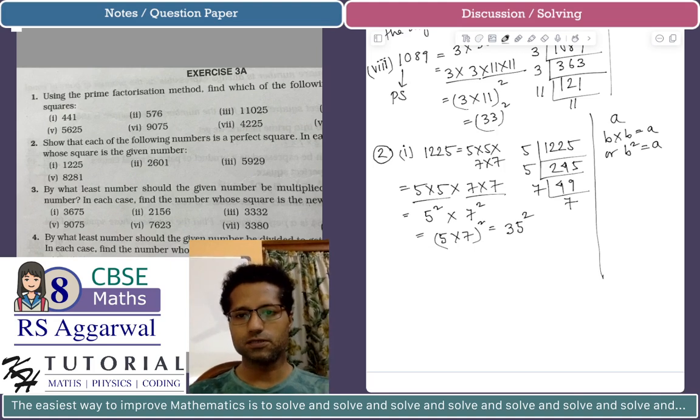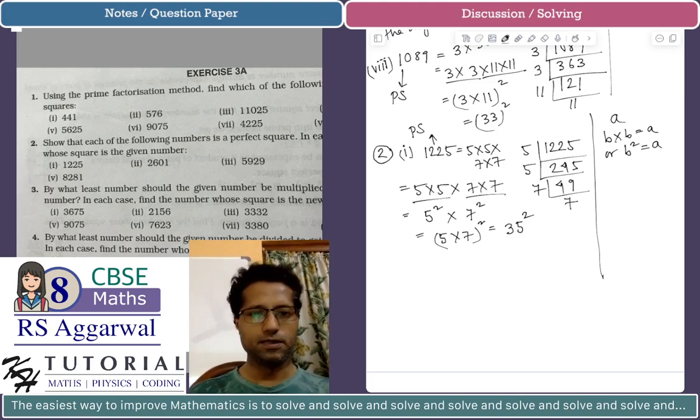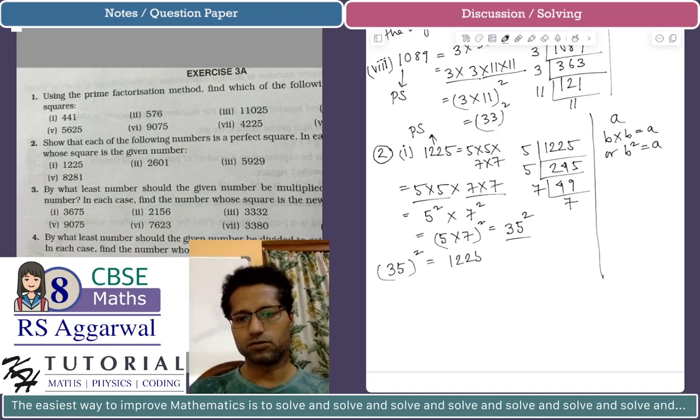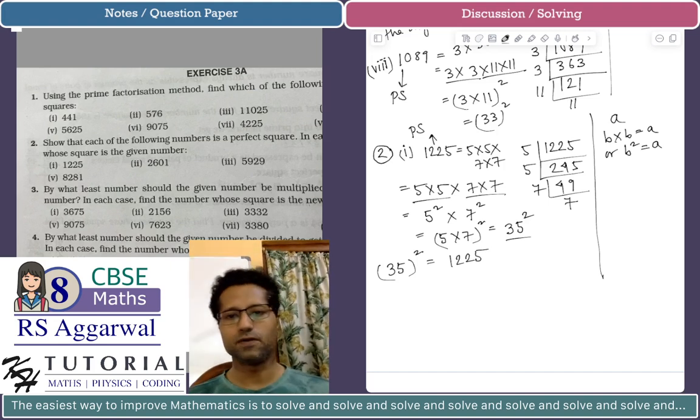So first of all, this is a perfect square, and we can clearly say that 35 square is 1225. So 35 is the number whose square is 1225.